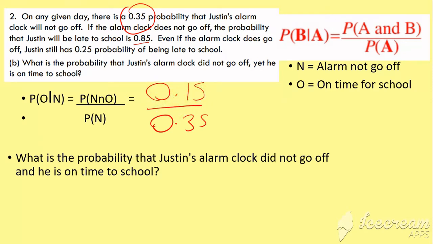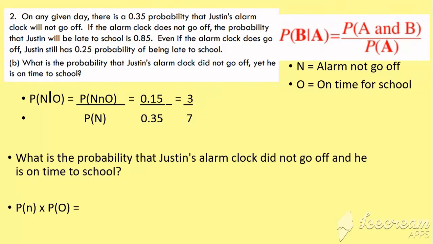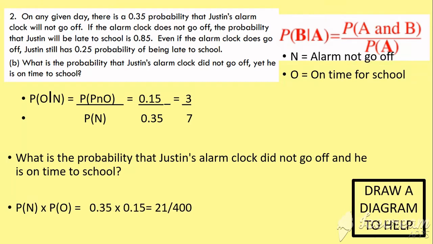And if you think of it, as I said, it's handy to draw your tree diagram to try and explain this. Okay, so when I count down to 3/7. Now I've just done the other question of what is probably Justin's alarm clock did not go off and he's on time for school. Which then we're just timesing them. Okay, which is 21 over 400.